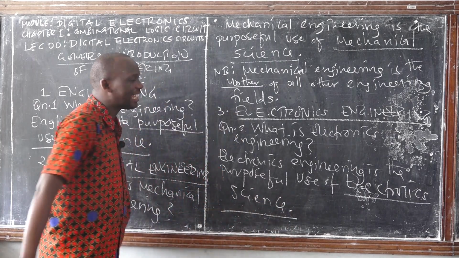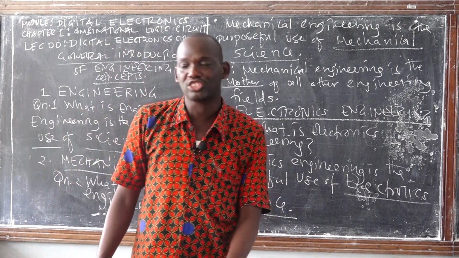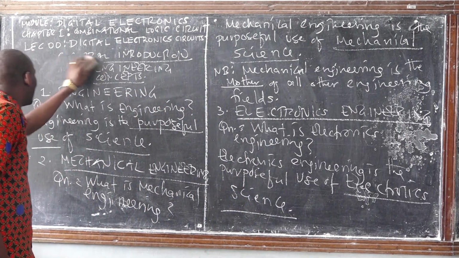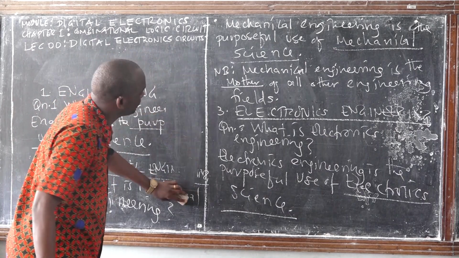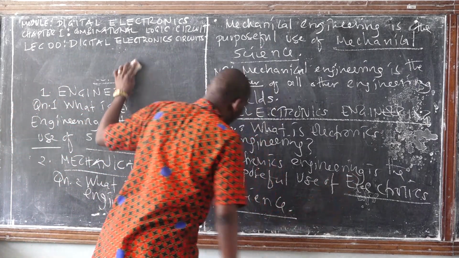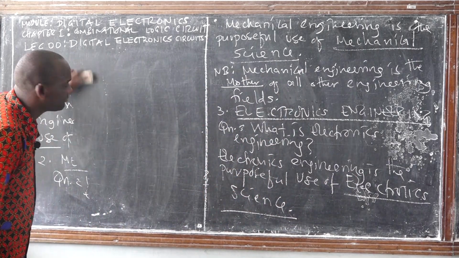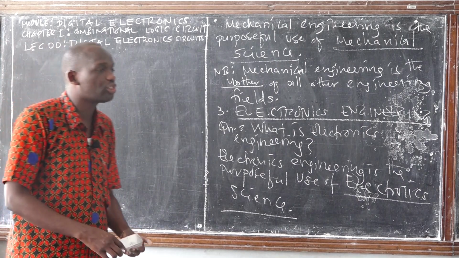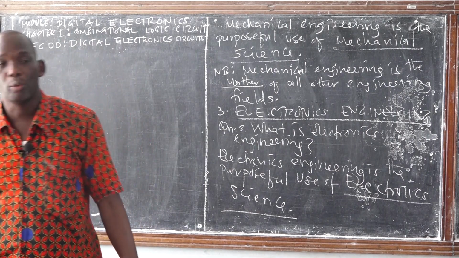So in order to understand electronics engineering, because digital electronics is one of the branches of electronics engineering, you have to understand what electronics science is. Say electronic science. Say electronic science.